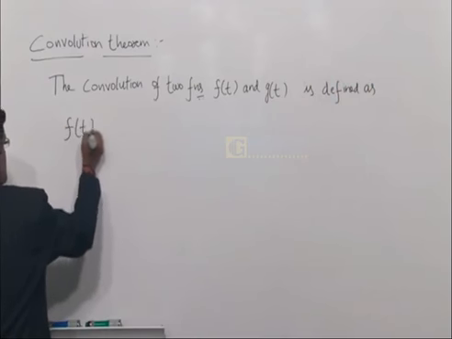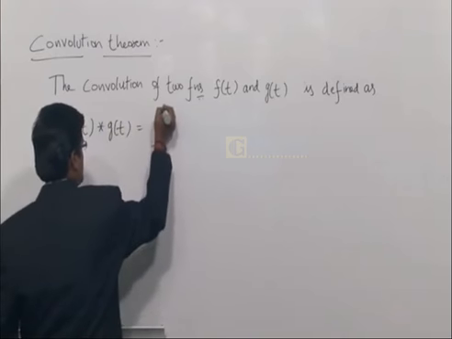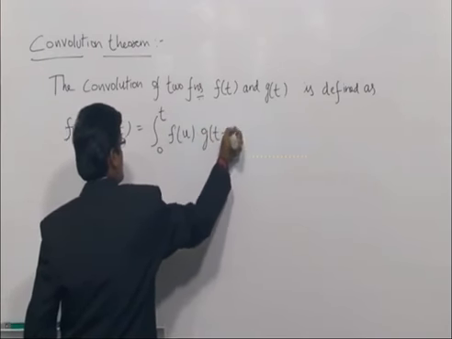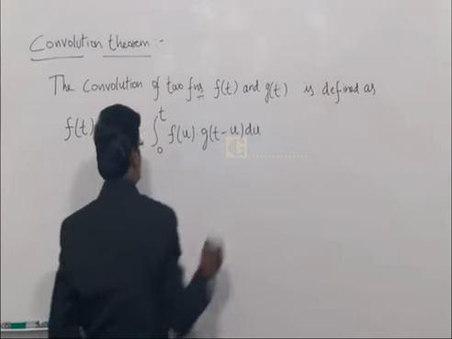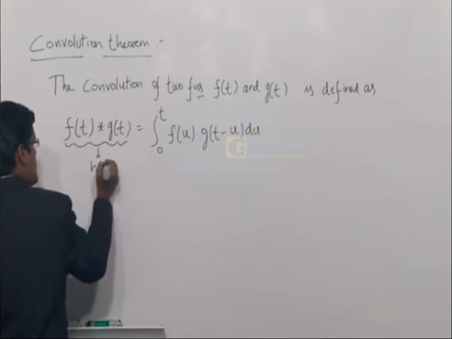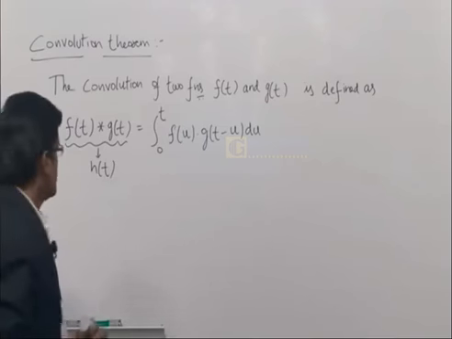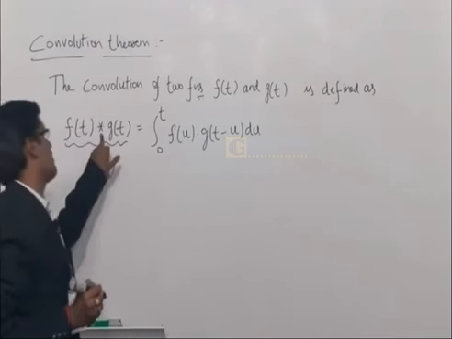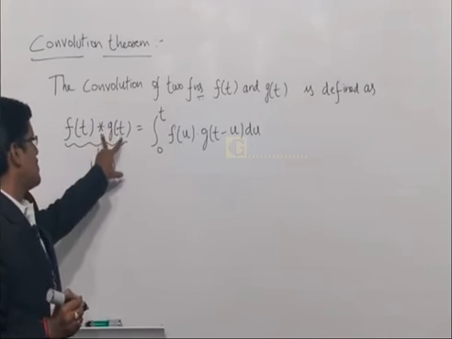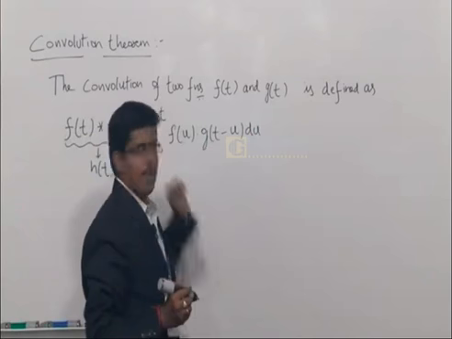f of t star g of t is equal to integral 0 to t f of u into g of t minus u du, and this further simplifies to a t term denoted by h of t. The symbol star stands for convolution or faltung, which means twisting. So f of t star g of t is defined as integrating with respect to u having the limits 0 and t, f of u g of t minus u.